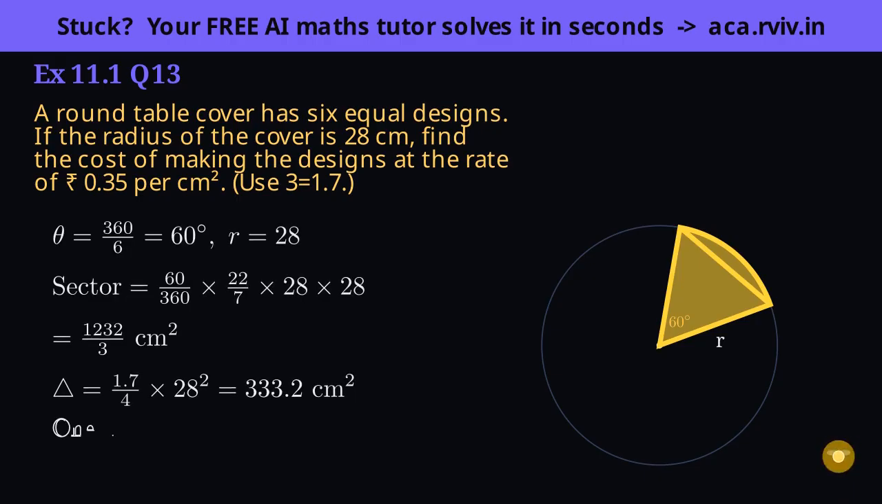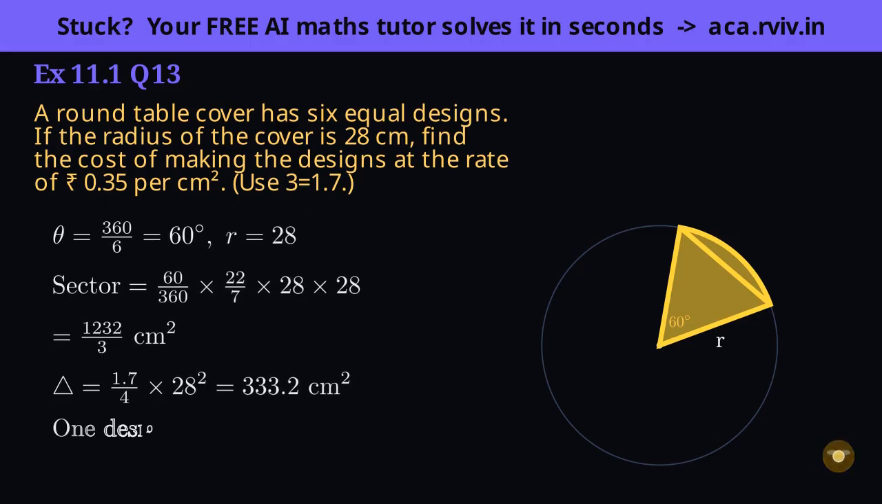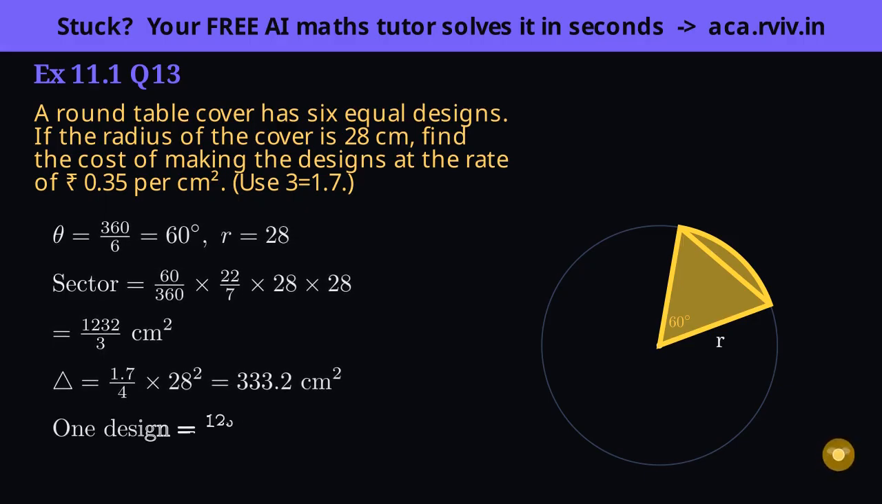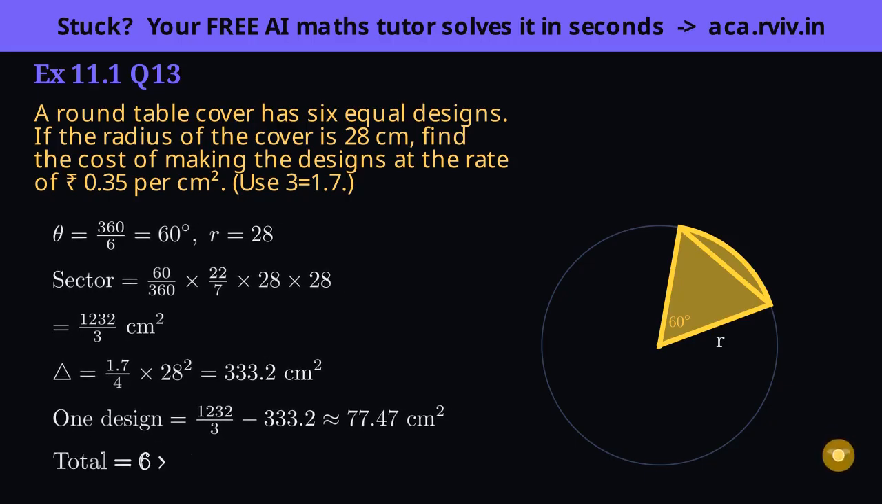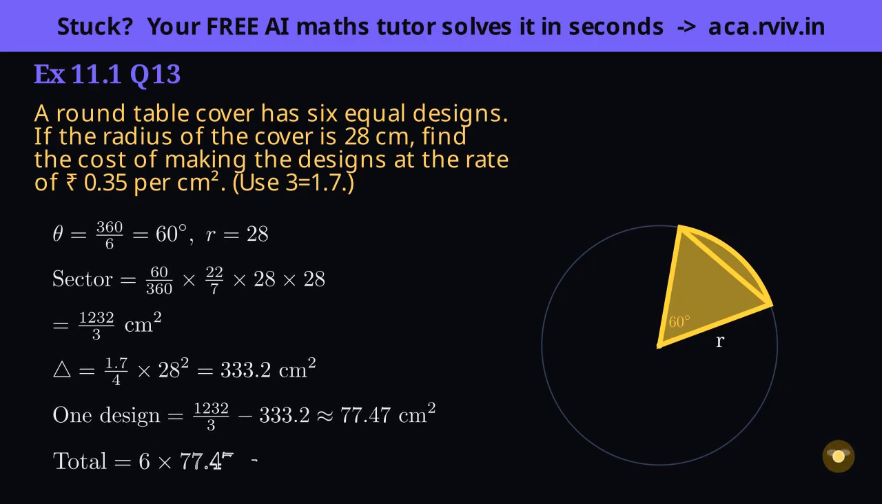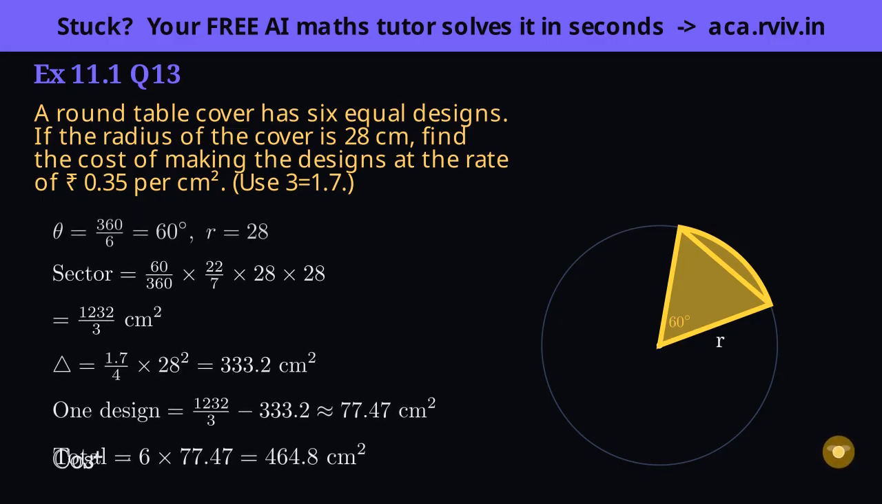One design is sector minus triangle, 1232 over 3, which is about 410.67, minus 333.2, giving roughly 77.47 square centimeters per design. There are 6 identical designs, so multiply by 6 for the total decorated area, about 464.8 square centimeters. The final step is money, not geometry.